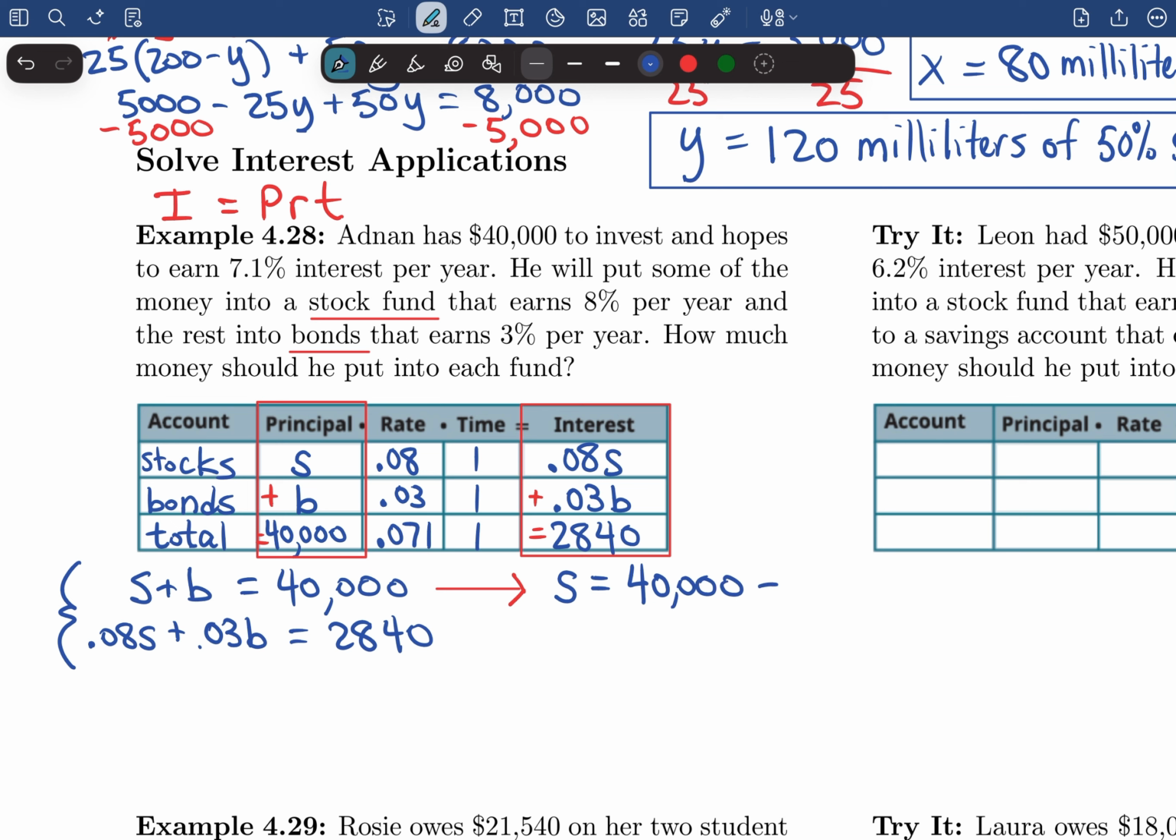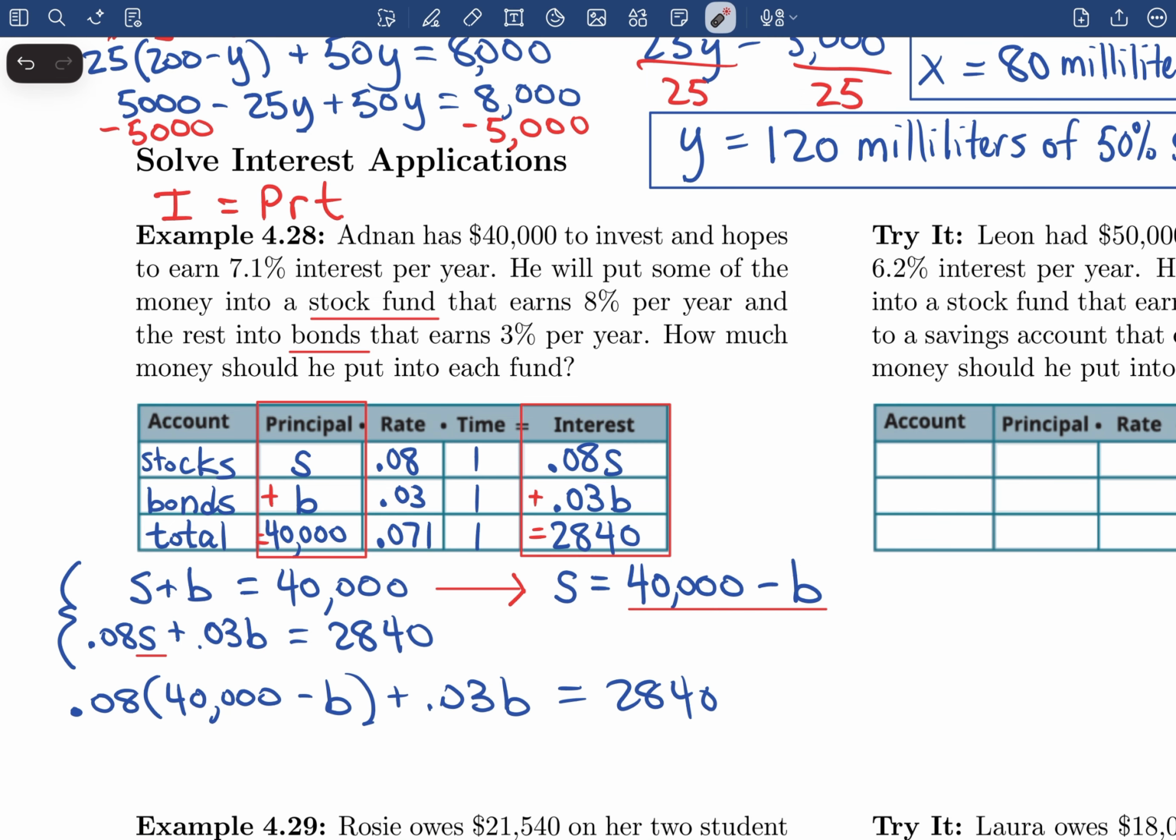So I have S equals 40,000 minus B. I now take that and I substitute it in for S in the second equation. I'll rewrite the second equation with the substitution: 0.08 times (40,000 minus B) plus 0.03 times B equals 2,840. This is now a linear equation that only has one variable, B. I can solve it for B.